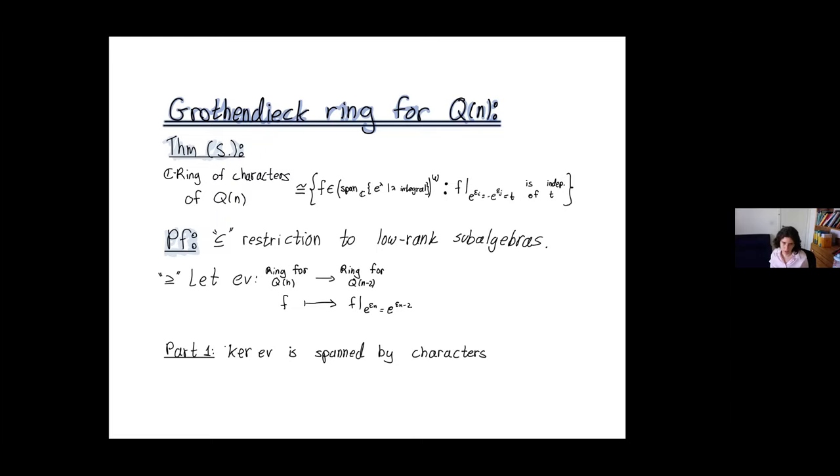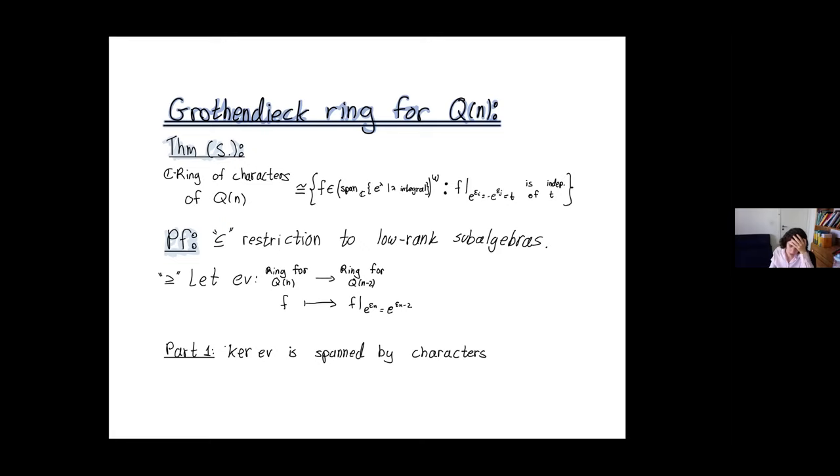And the first observation is that the kernel is spanned by characters. What is in the kernel? The kernel is things which are divisible by e^epsilon_n minus e^epsilon_{n-1}, or rather there should also be a minus here, a minus e^epsilon_{n-1}. And if it's divisible by something, it's divisible by all the permutations of this something. So it's divisible by powers.